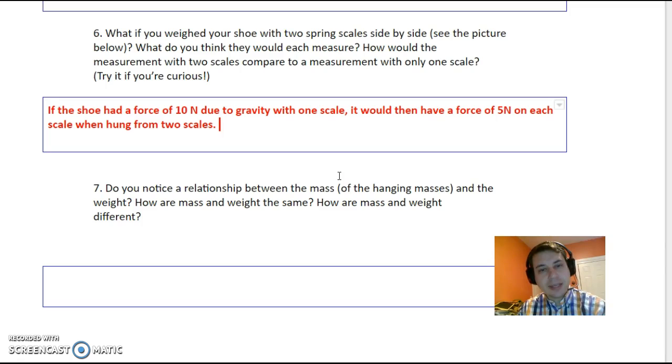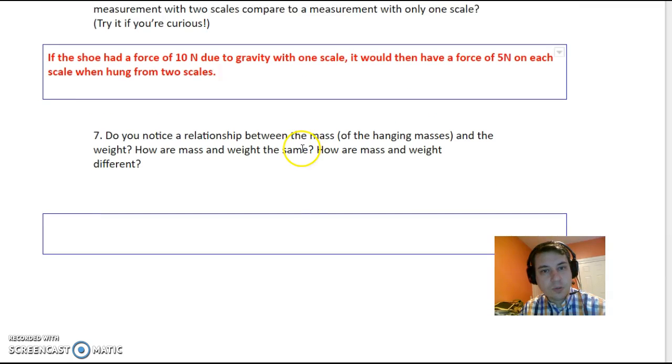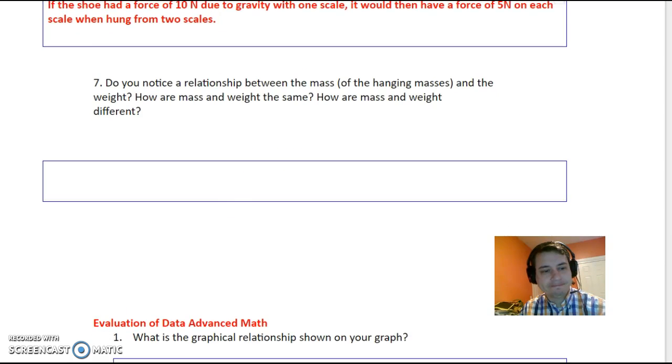If you then hooked a second spring scale on it, the force is now going to get divided in half, and half's going to go up one spring scale and half's going to go up the other. And so the total force on is still going to be 10 newtons, but each one's going to be taking 5 newtons. So each spring scale would read 5 newtons if you had 2 for the total of 10 newtons. So it's going to get divided.